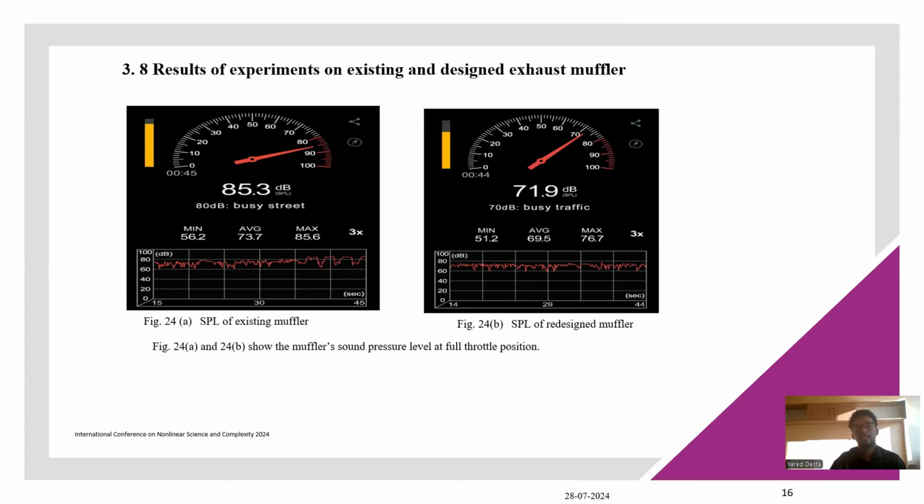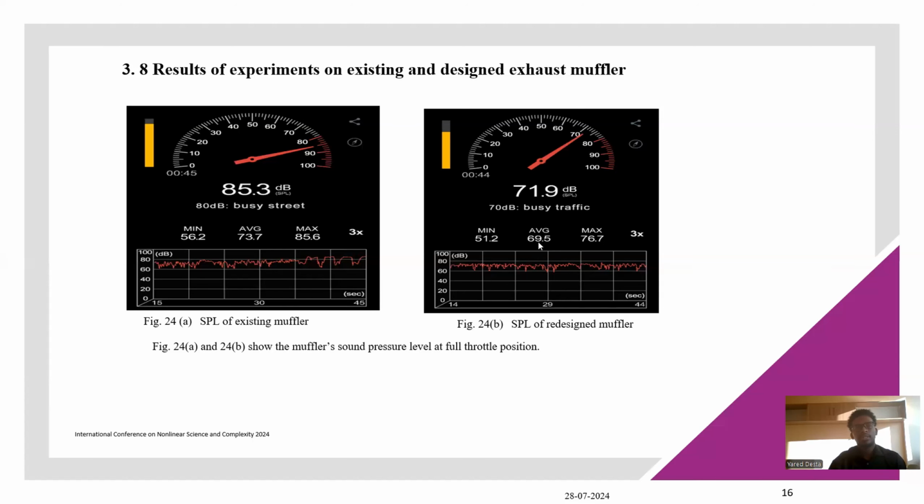The sound pressure level measured in the existing muffler is 85.3 decibels, whereas in the designed muffler it is 71.9 decibels. This shows the acoustic pressure level at the existing muffler. This one is the acoustic pressure level for the designed muffler. We have the minimum values, the average value of the noise, and the maximum values of the noise.